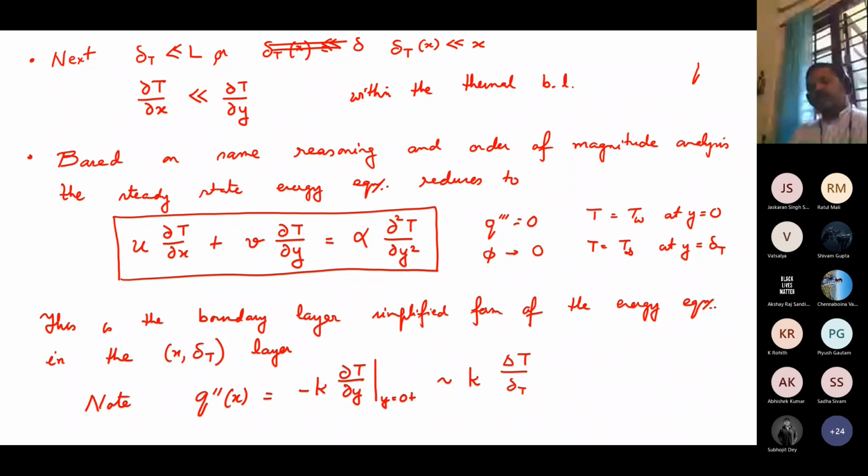Let's take a step back and recap what we have done. We have come up with a simplified form of the energy equation for flow over an isothermal flat plate. Okay. The temperature is constant on the flat plate.